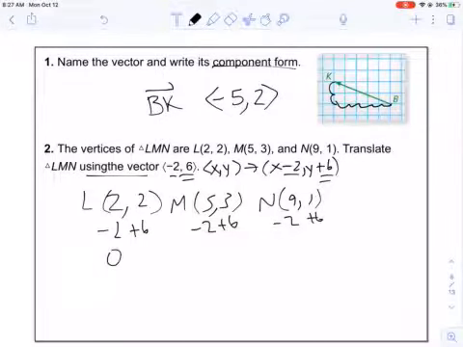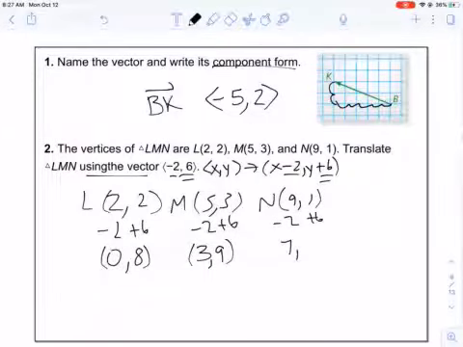2 minus 2 is 0, 2 plus 6 is 8. 5 minus 2 is 3, 3 plus 6 is 9. 9 minus 2 is 7, 1 plus 6 is 7. Now we need to mark these so we know a transformation has happened. So L prime, M prime, N prime. Then you also need to make sure you graph it. But I'm not going to waste our time by graphing that. You should, hopefully, remember how to graph.